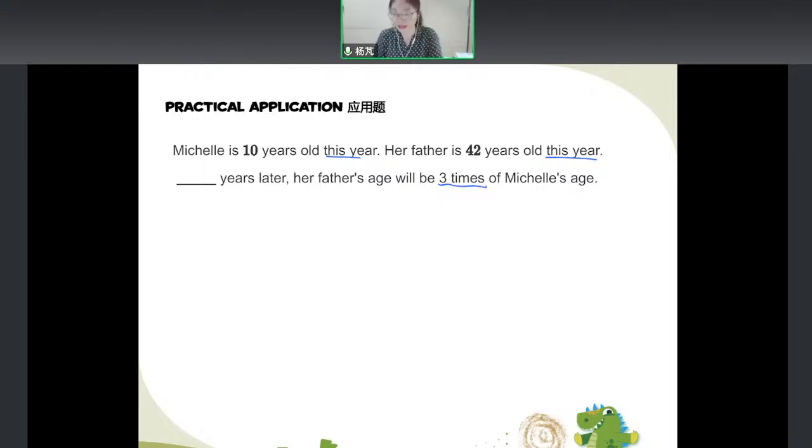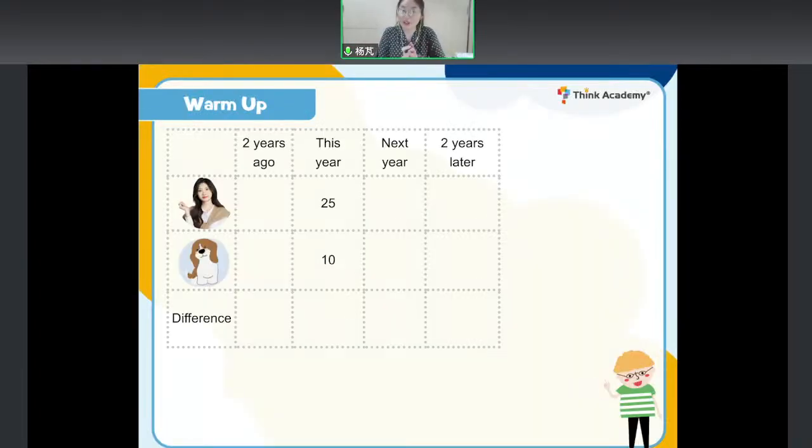Okay, now let's take a look. 3 times. How do we know? Because in the future, Michelle will grow up and her father will also grow up. Now, everyone, age problem. There is a very important point to solve the age problem. Let's have a review. We learned it before.